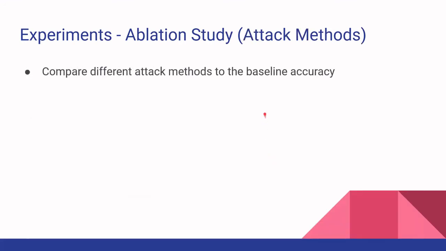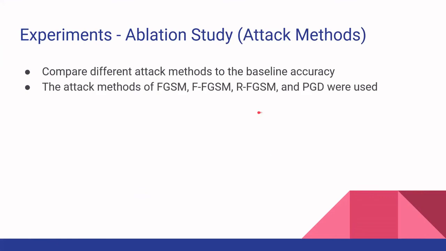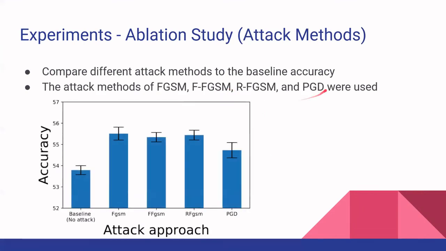So they did a comparison with different attack methods. They looked at the following attack methods at epsilon equals 0.03. They found that all the attack methods they looked at outperformed the baseline model, and PGD performs the worst out of all the attack methods, while FGSM performs the best, and RFGSM had similar performance to FGSM.